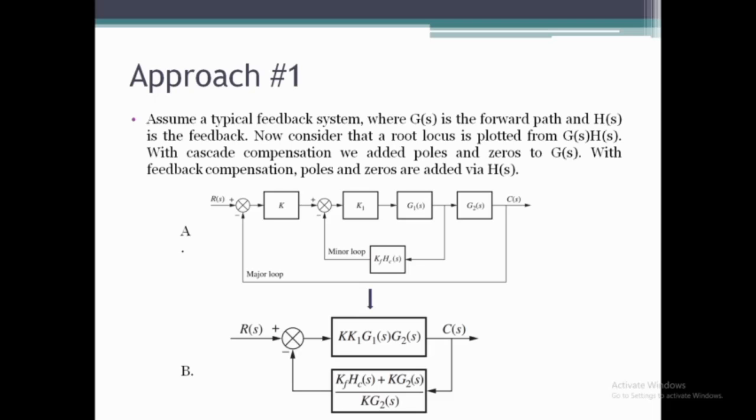Now consider that a root locus is plotted from G(s) H(s). With cascade compensation, we added poles and zeros to G(s). With feedback compensation, poles and zeros are added via H(s). So in figure A, we can see a generic feedback system, and in figure B, we can see the system after applying feedback compensation using approach number 1.